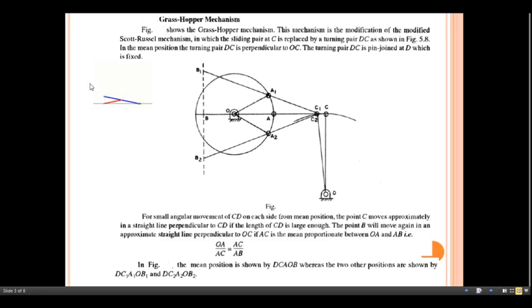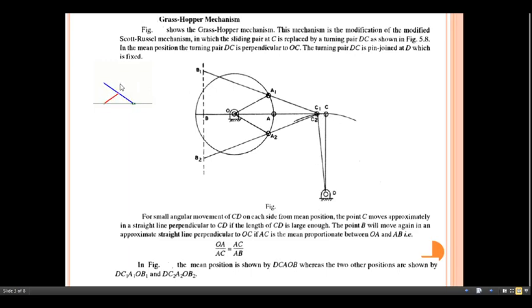If you focus towards the left side of this one, now what is the modification done in the Grasshopper's mechanism from the modified Scott-Russell mechanism so that we can get the Grasshopper's mechanism? If you focus on this slider, the slider here is replaced by this link. One extra link is attached at the place of that slider.